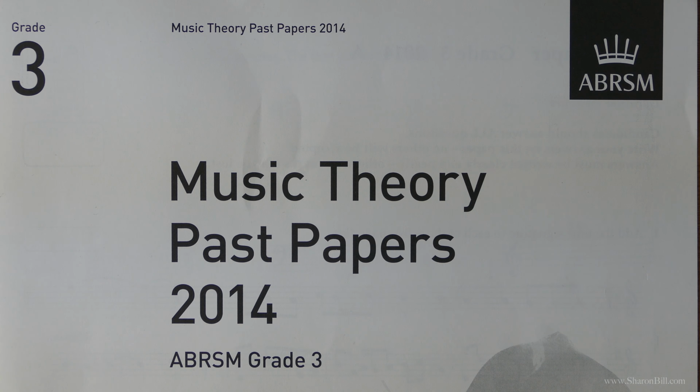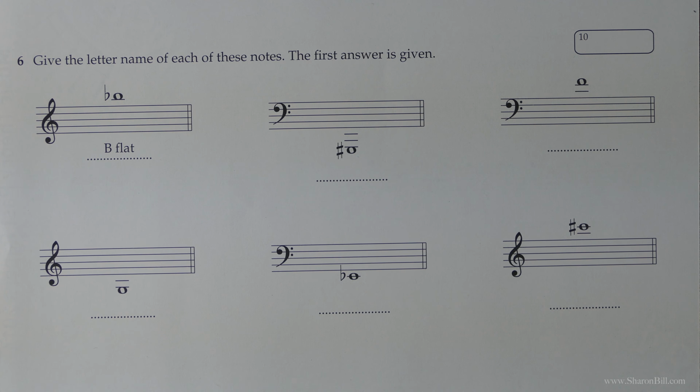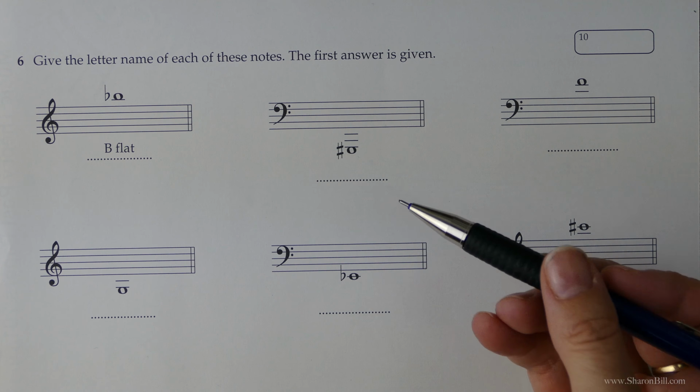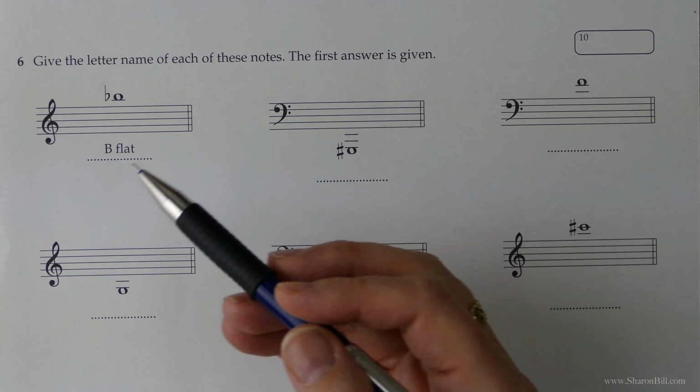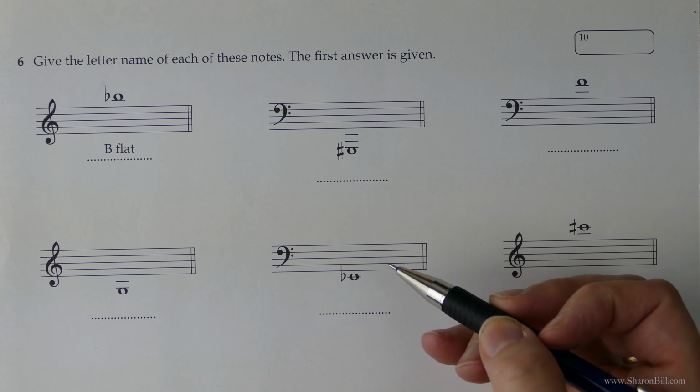And now we're going to continue with the specimen paper, the last paper in the Grade 3 2014 workbook, and we're going to look at questions 6 and 7. So if you turn with me to page 15, we can make a start on those. Question 6 asks us to name these letter names, and we need to be careful which clef we're in, and then we're going to have a bit of an issue with all of these ledger lines.